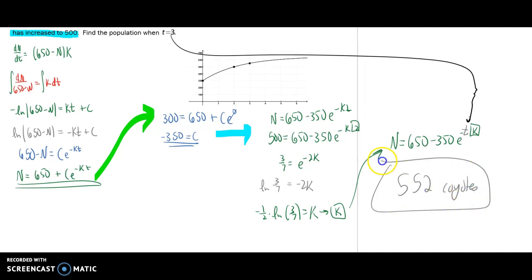We're talking about coyotes, so you're going to want to round that to the nearest integer. You're not going to have a portion of a coyote. That gives us the answer of 552. And if you look at this graph that was provided, when t equals 3, 552 seems pretty accurate with that.